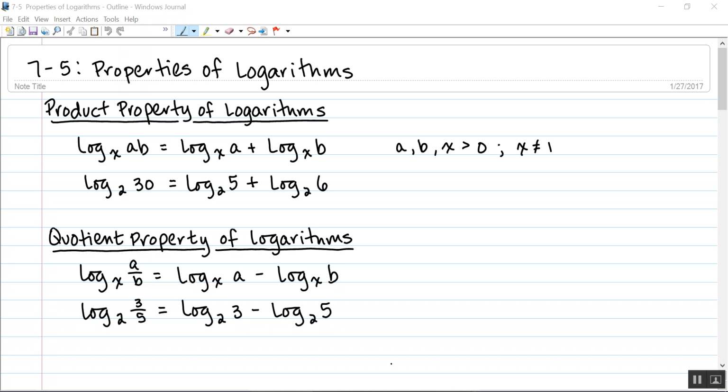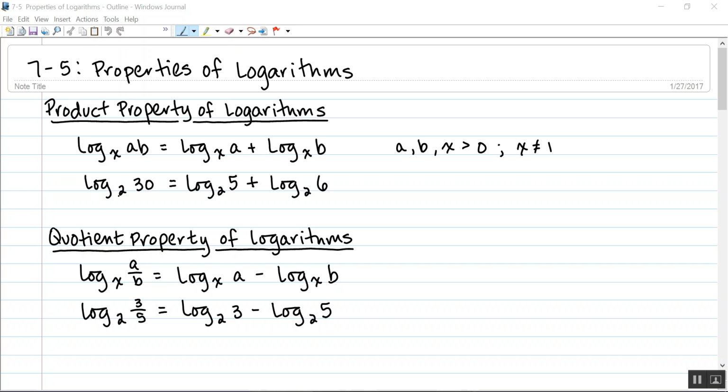Section 7.5 is on properties of logarithms. First is the product property of logarithms, and that says that log base x of a times b is equal to log base x of a plus log base x of b. And that is a, b, and x have to be greater than 0, and x cannot be equal to 1. So in other words, if I have two things multiplied here, I can break them apart, factor them, and then use addition to evaluate the log.